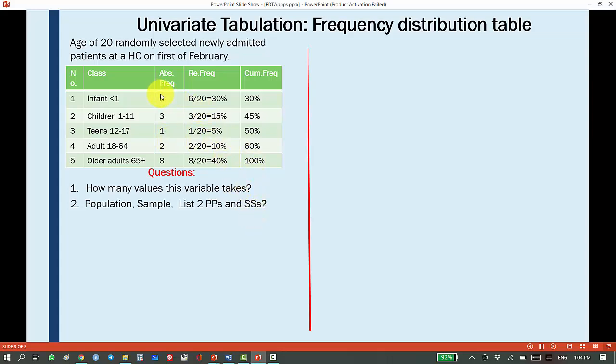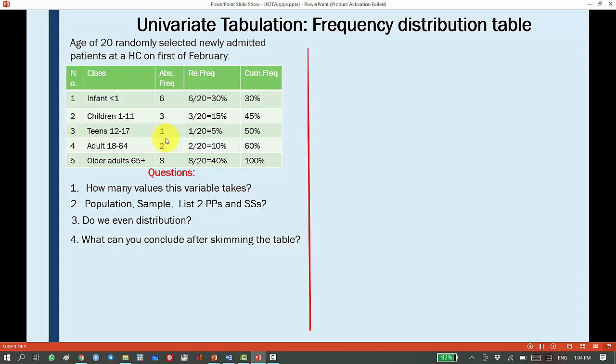Now, since we have sample data, all these numbers here, in other words, all absolute frequencies, all relative frequencies, all cumulative frequencies, are sample statistics. Do we have even distribution? No, because we have way more infants and older adults compared to the other 3 age categories.